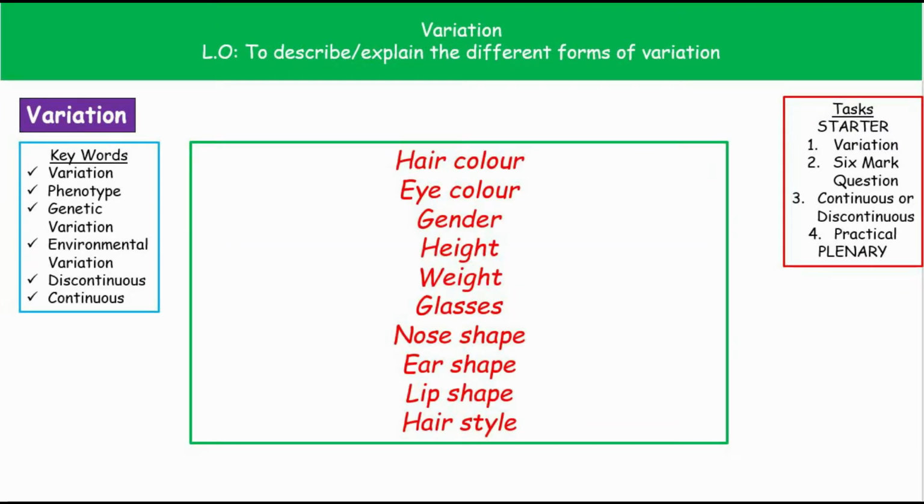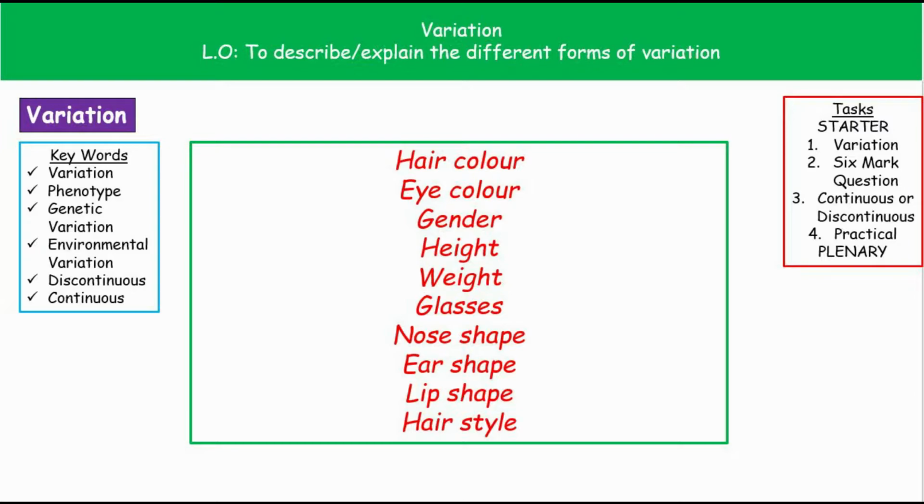So what I've got on the screen there for you then are just a few of these potential variations. This is not an exhaustive list, folks. There's many more things we could have said. So we could have had things like hair colour. We could have talked about eye colour, people's genders, their height, their weight, whether they wear glasses or not, the shape of their nose, the shape of their ears, the shape of their eyebrows, the shape of their lips. Many things have shapes, face shape, etc.